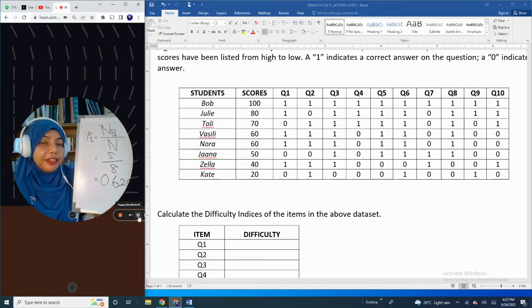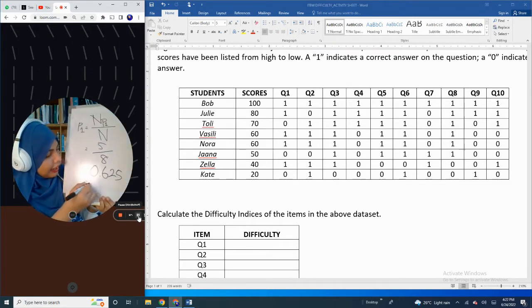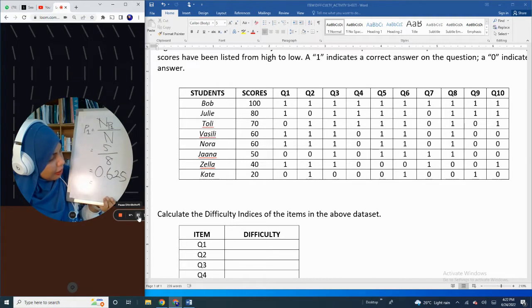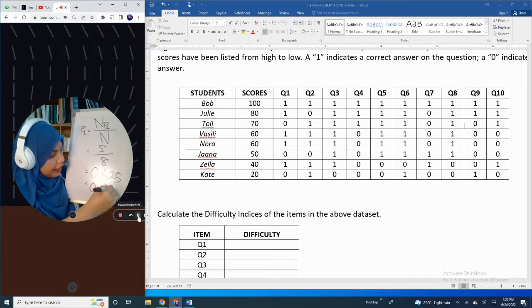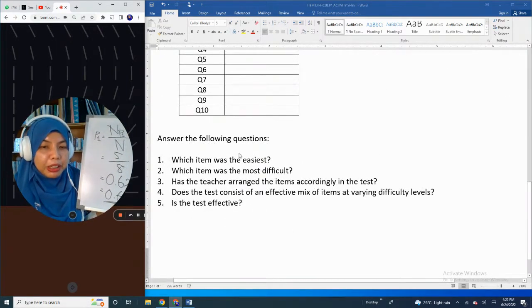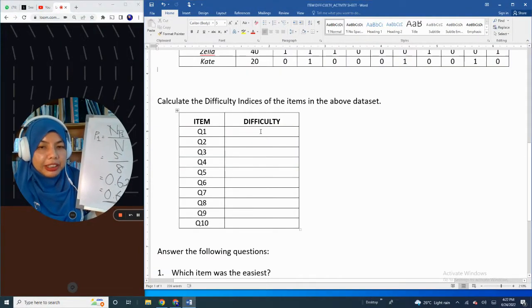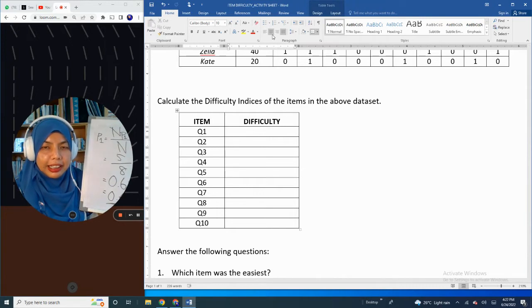To make your life easier and less miserable, just keep it to 2 decimal points. So 0.63. It will make our process of answering the items below much easier. All right, so the item difficulty index for item 1 is 0.63.